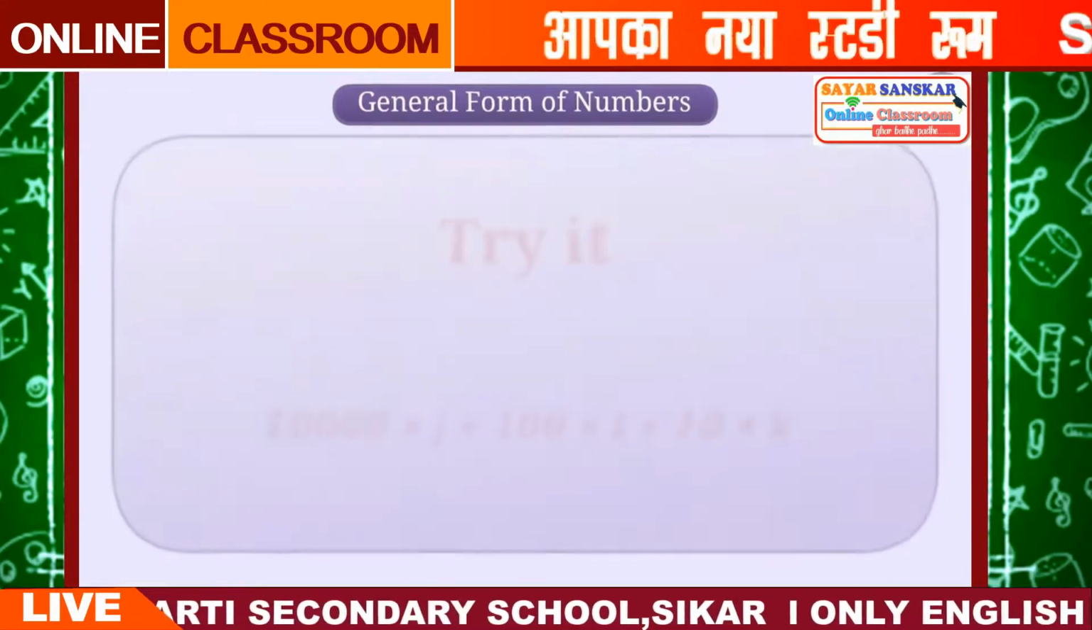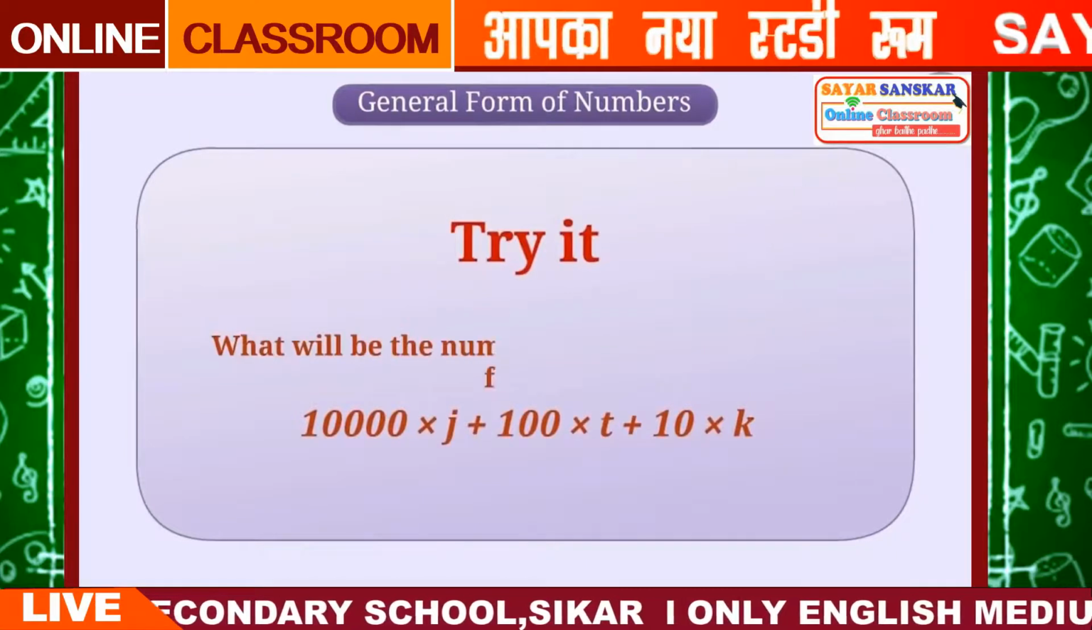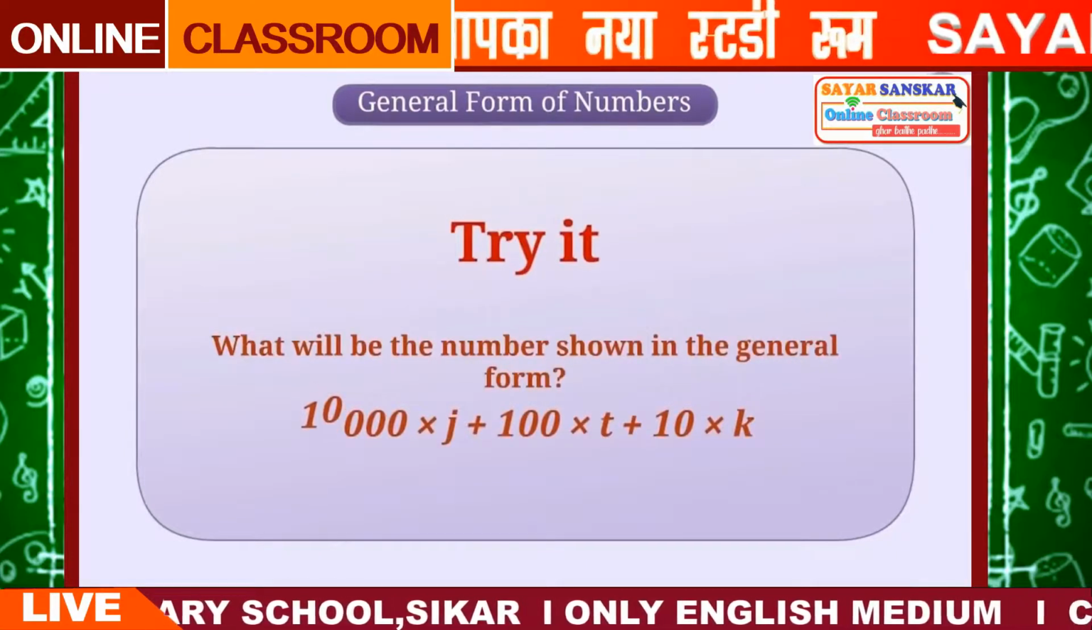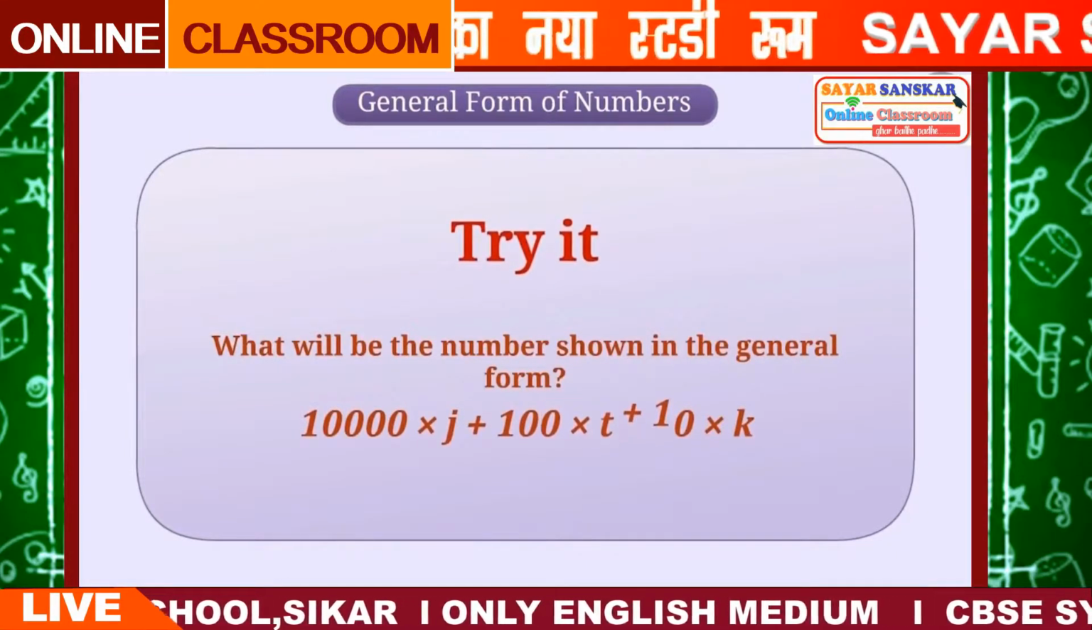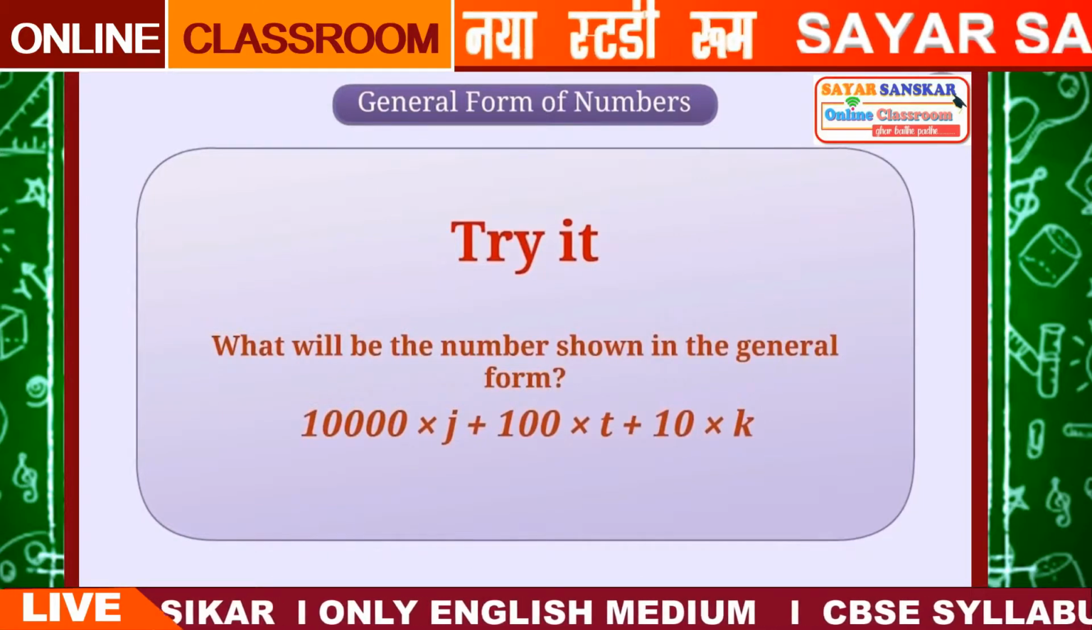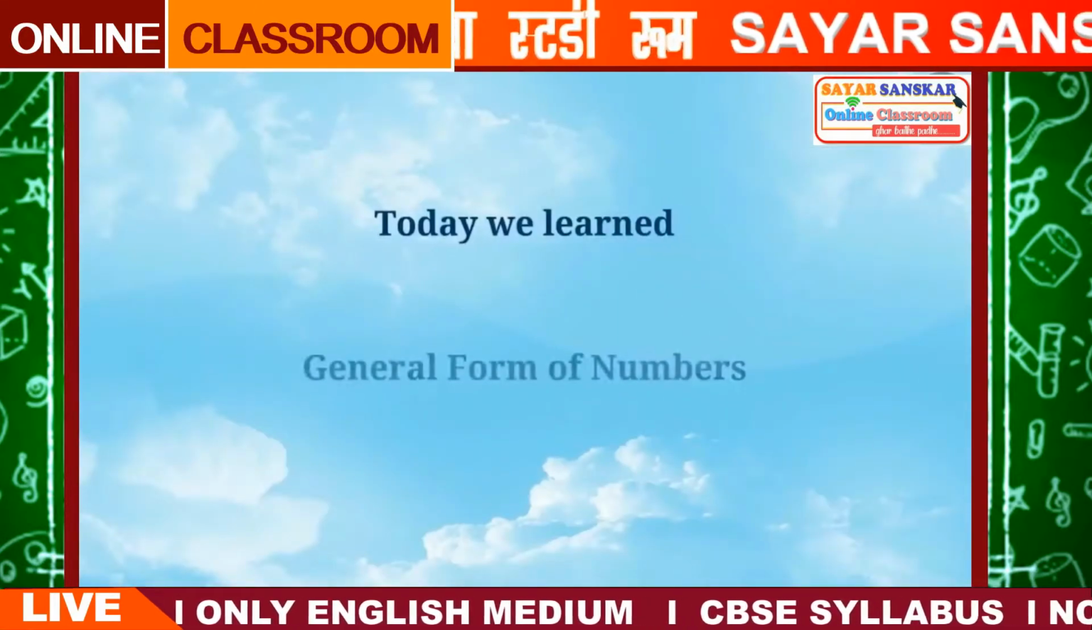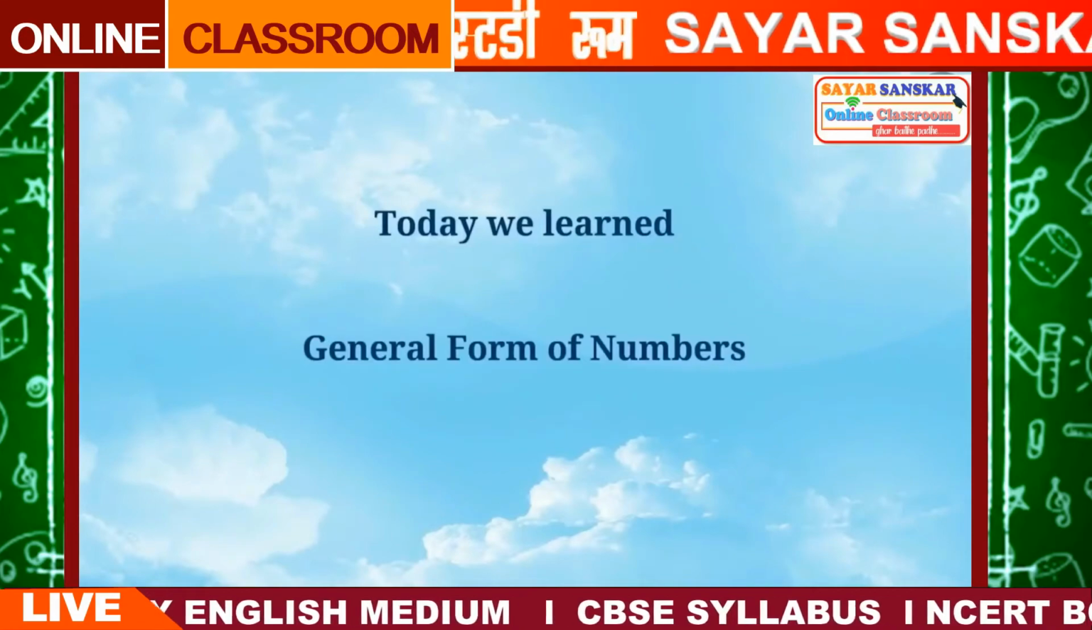Now find out what will be the number shown in the general form 10,000 into G plus 100 into D plus 10 into Q. So today we learned the general form of numbers. In the next video, we will see some examples related to it.